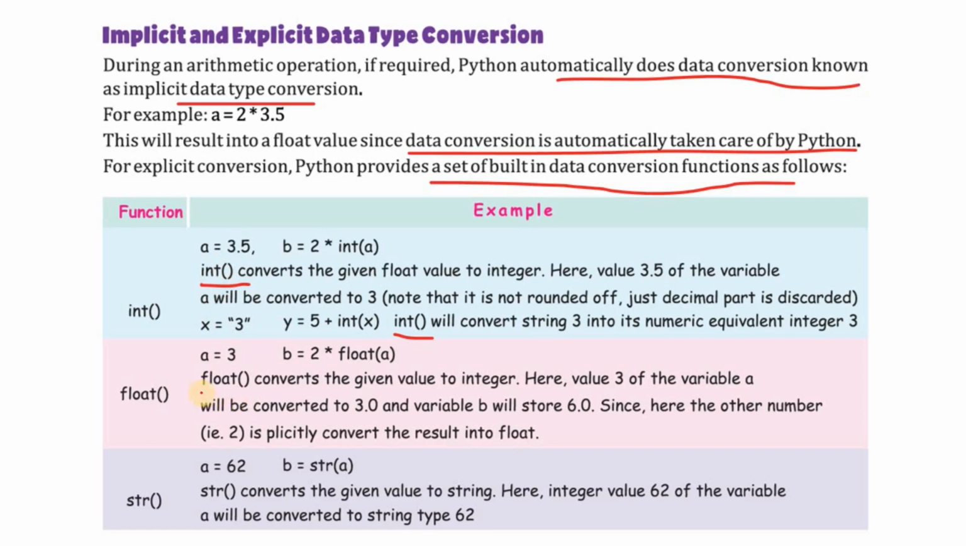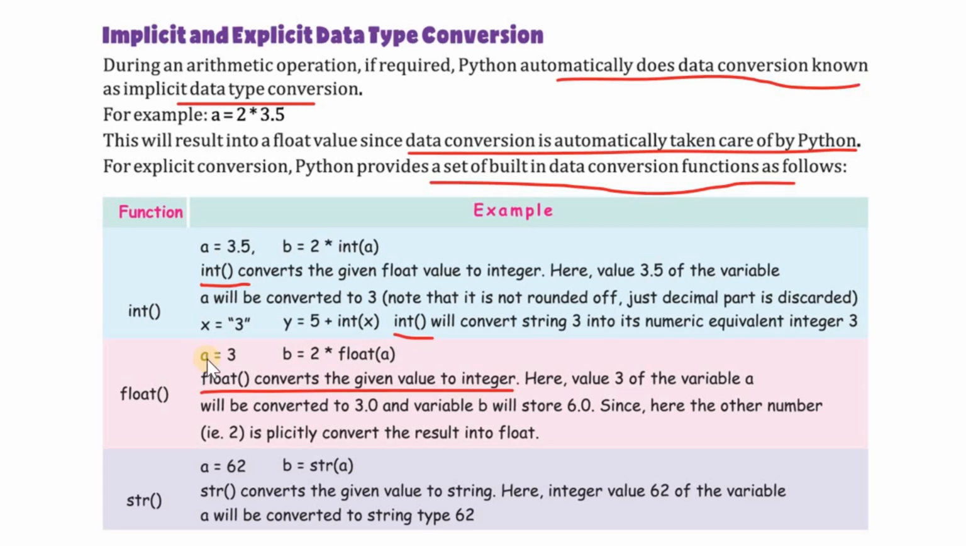Next, float. You see, it says float converts the given value to integer. What do you think? Now this is not correct. It's a printing mistake over here. The float actually converts to decimal value. So the value 3 of the variable a, if I use float, it will be converted to 3.0, and the variable b will be stored as 6.0.